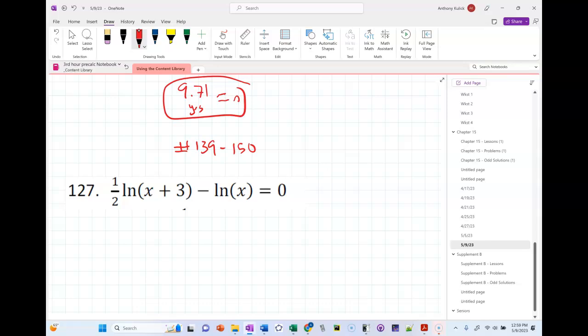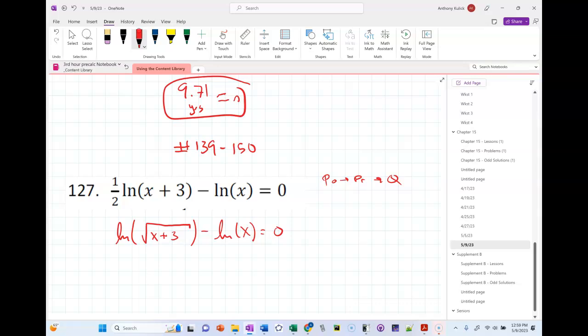When we're condensing, the order that we do is we do power, and then product, and then quotient. So the first thing I'm looking for is a power property. I do see a power because I see a coefficient on my logarithm. So that coefficient of 1/2 is the same thing as an exponent of 1/2, which is the same thing as a square root. So I'm just going to write it as a square root.